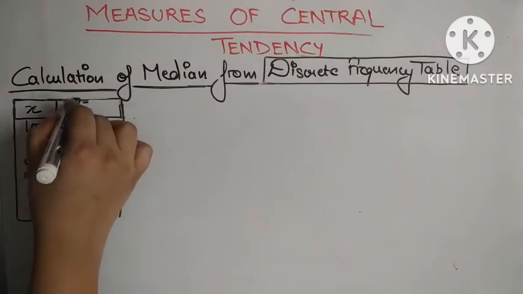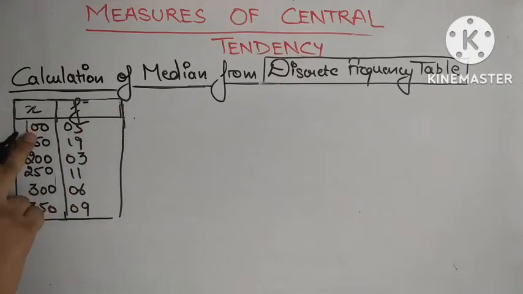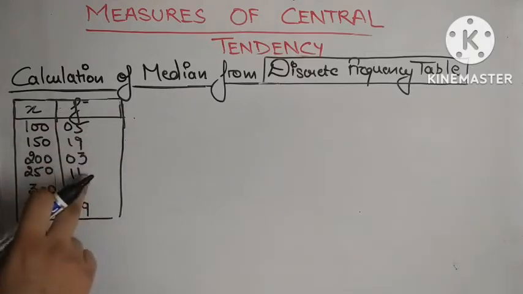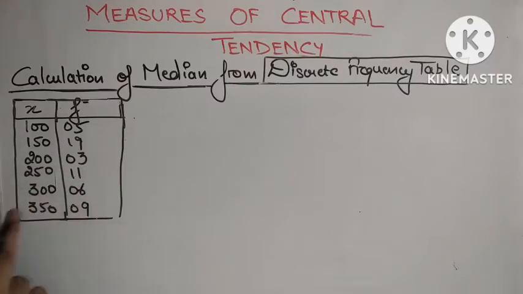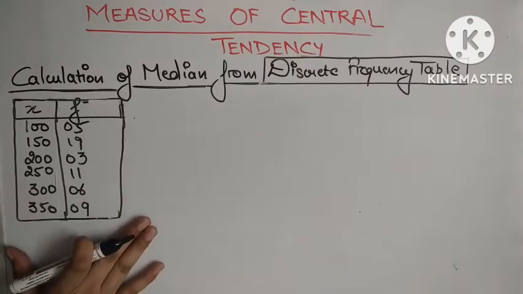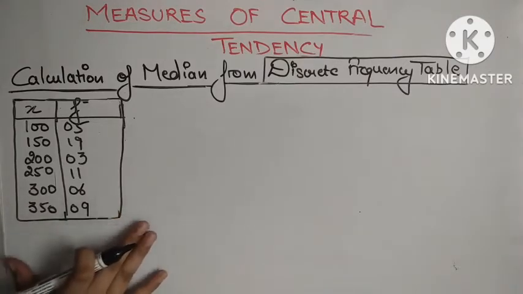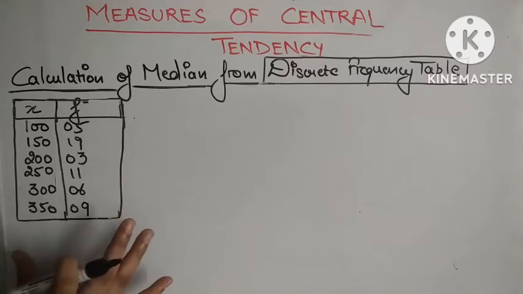It means 5 students are having marks of 100, 19 are having marks of 150, 3 are having 200, 11 having 250 marks, 6 are having 300 marks, 9 students are having 350 marks. Okay, so this type of question is given to you, and the question will ask you the median of this particular discrete frequency table.